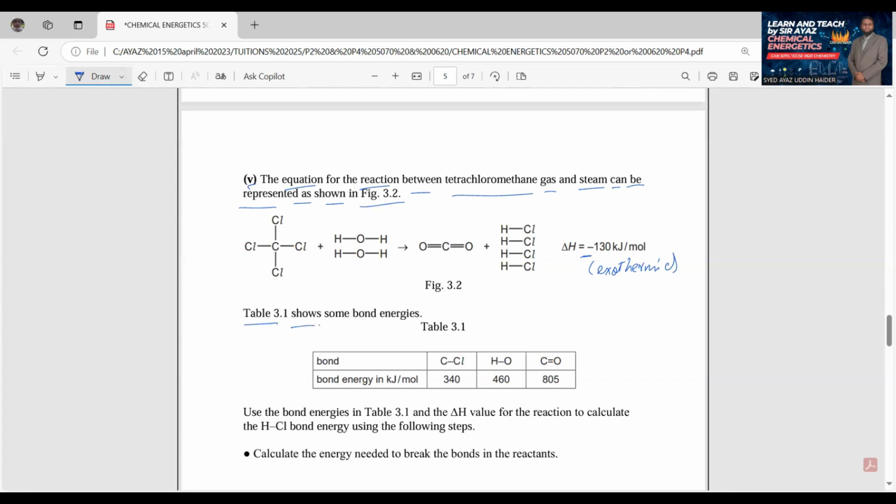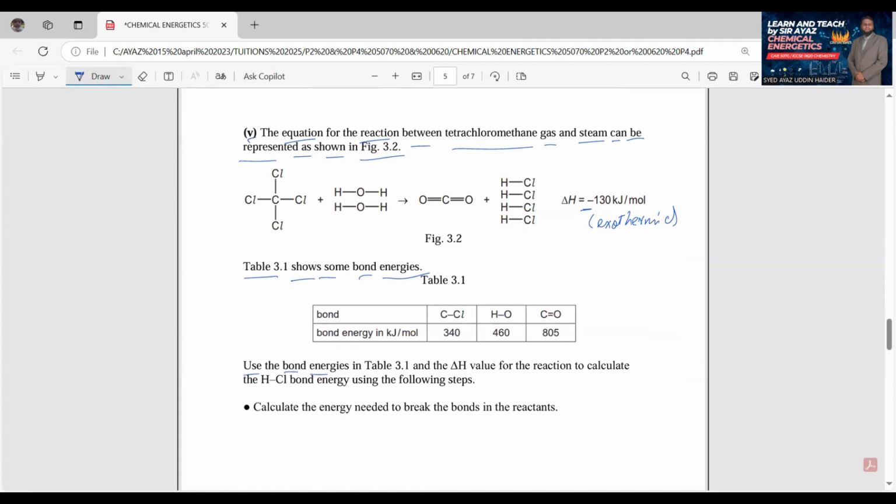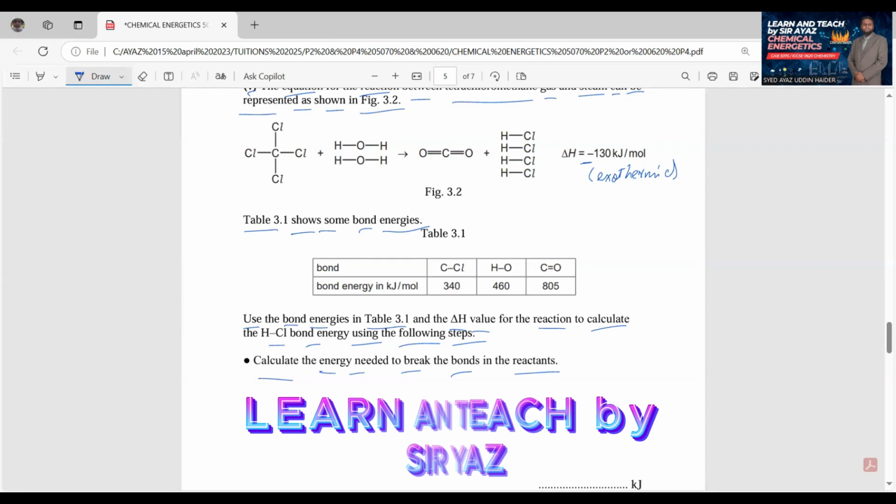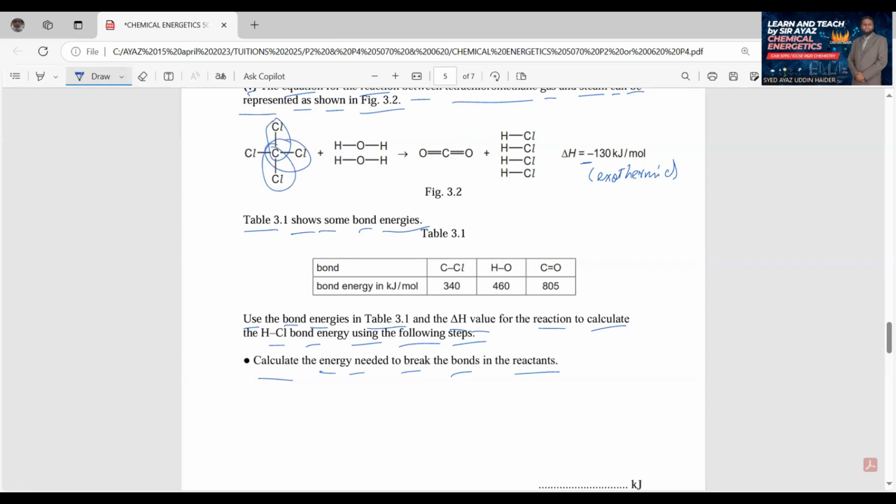Table 3.1 shows some bond energies. Here's table 3.1. Use the bond energies in table 3.1 and the delta H value for the reaction to calculate HCl bond energy using the following steps. So first of all, you need to calculate the energy needed to break the bonds in the reactants. So on the reactant side, we have 4 CCl bonds. That's 1, 2, 3, 4. So I will write 4 and it will be multiplied by the bond energy of CCl. CCl is here, 340.